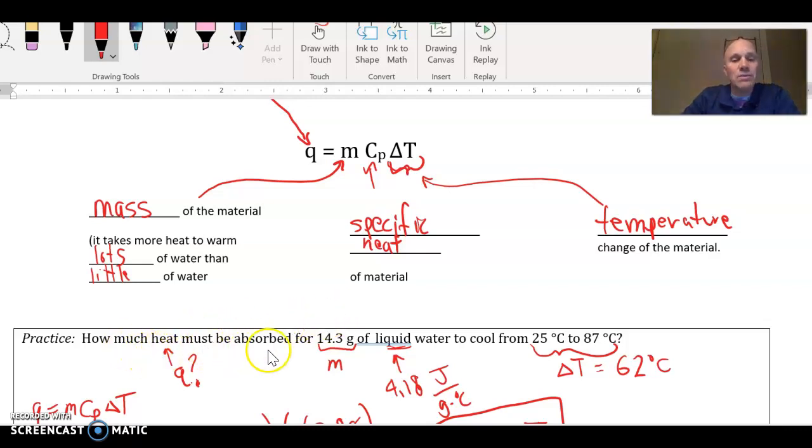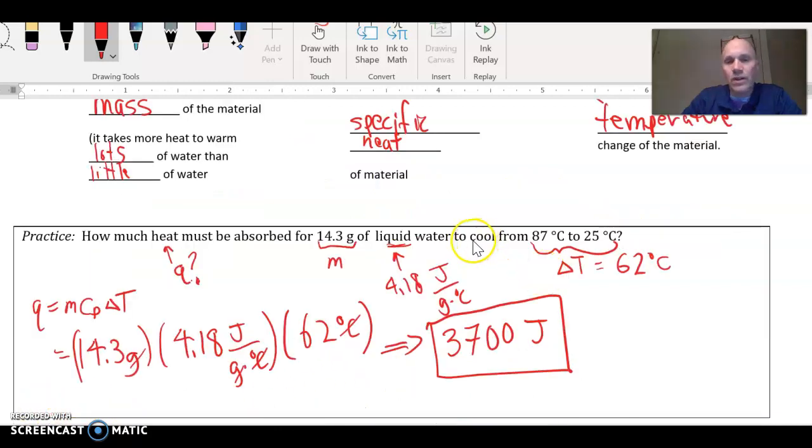How much heat must be absorbed for 14.3 grams of liquid water to cool from, sorry, that should be to warm. Okay, well, let's just leave it: cool from 87 degrees Celsius to 25 degrees Celsius. So what can we figure out from this problem? It says how much heat. That's Q, that's what you're going to use to represent that. Remember, that's a form of energy.